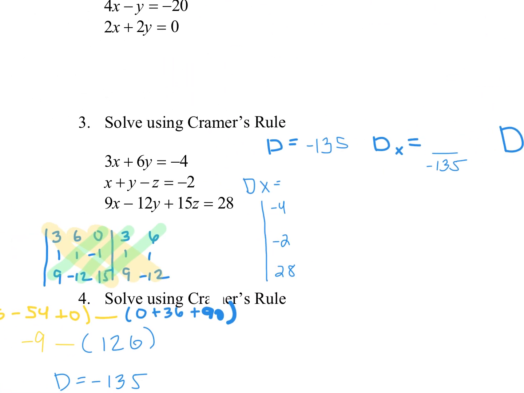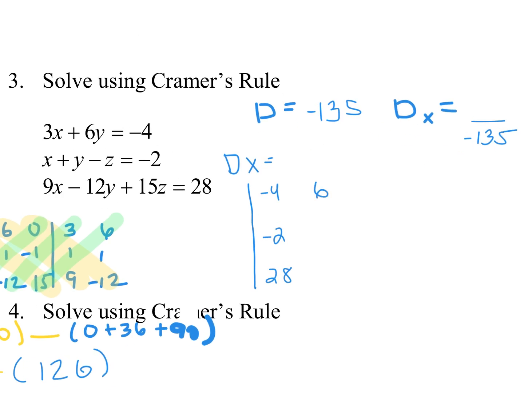Now I write my y's. What are the coefficients of y? 6, 1, and negative 12. What are the coefficients of z's? 0, negative 1, and 15, okay? Since we're looking for D sub x, you put the answers in the x column. When you're looking for D sub y, you put the answers in the y column.